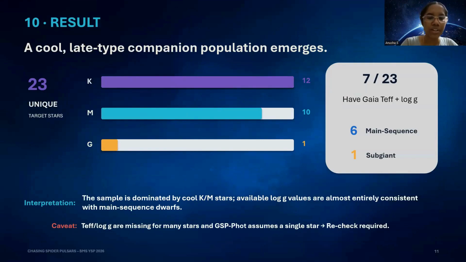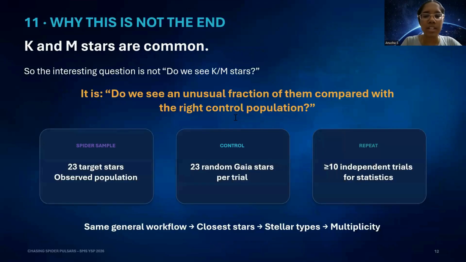However, there is an important caveat. Many stars do not have both temperature and gravity measurements available, and Gaia's GSP-Phot parameters are based on a single star assumption. But seeing lots of K and M stars does not automatically mean that spider pulsar targets are unusual. K and M stars are very common in the galaxy, so the real question is, do we see an unusual fraction of them compared with the right control population? And that is where the next part of the project comes in.